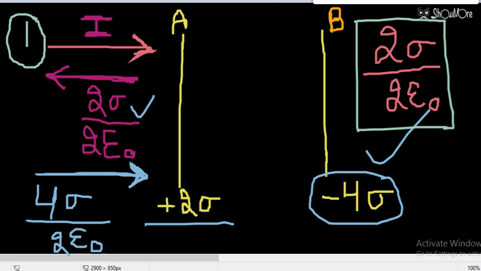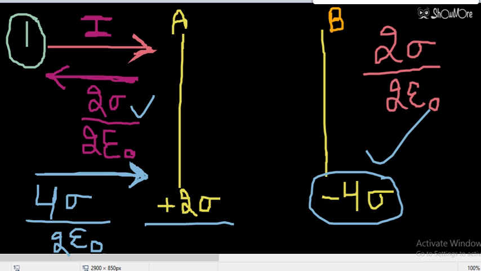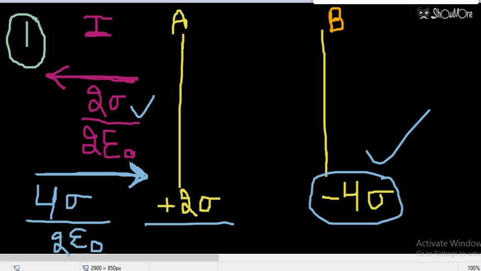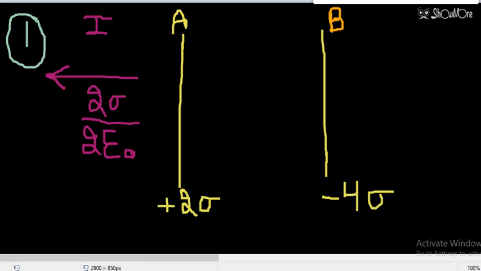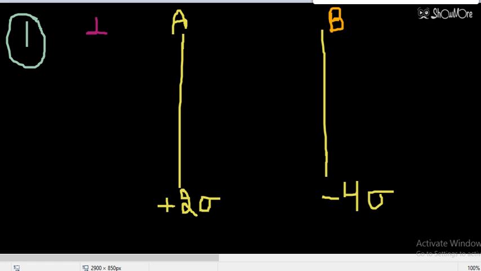Now we have to find the electric field in the region number 2. So in region 2, basically we have to firstly check the direction, then we have to find the magnitude. So in the region number 2, due to this plus 2 sigma or due to sheet A, and this is the region number 2.